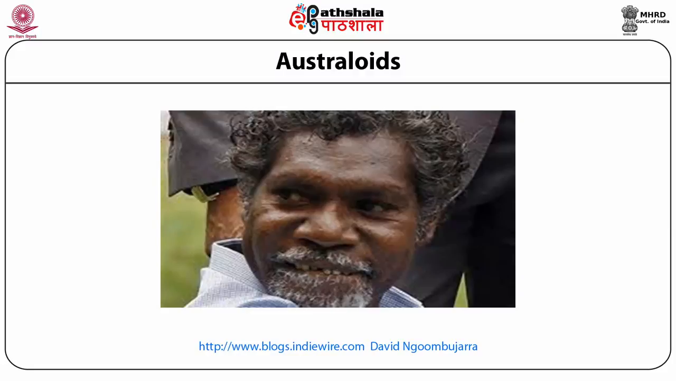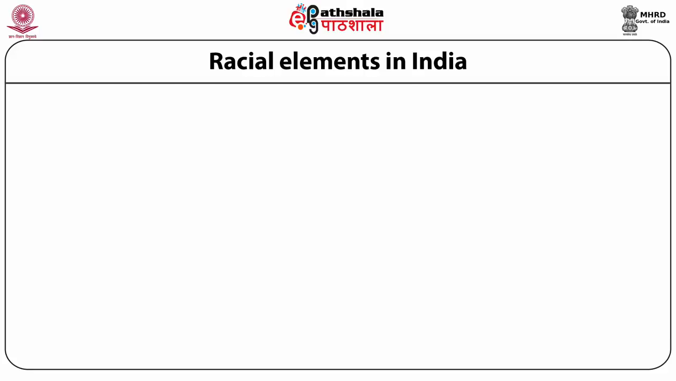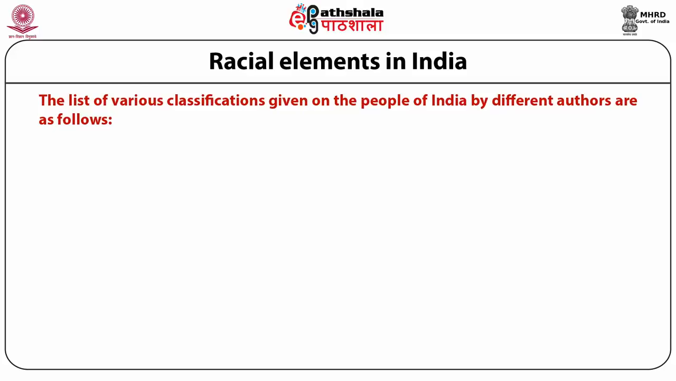Racial elements in India. The racial classification of the Indian population was attempted first by Sir Herbert Risley and the findings were published in a book, The People of India. The list of various classifications given on the people of India by different authors is as follows.